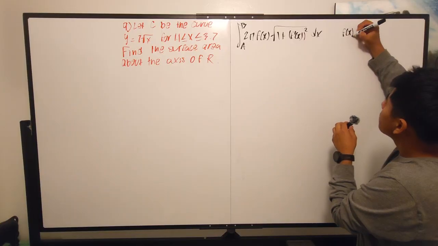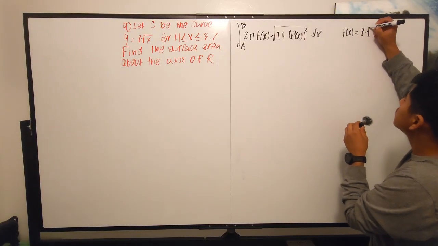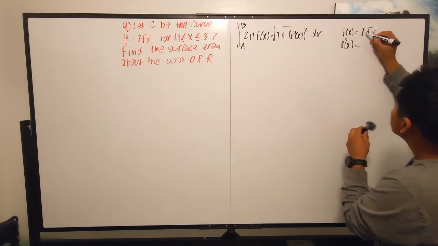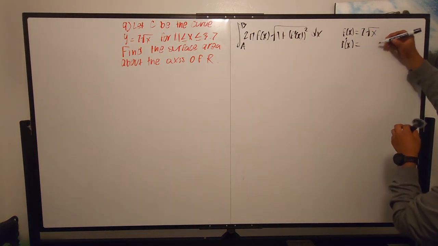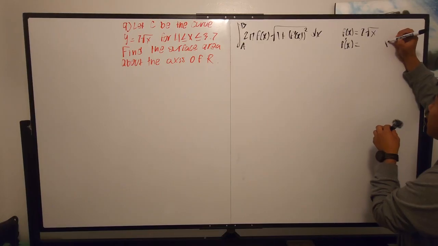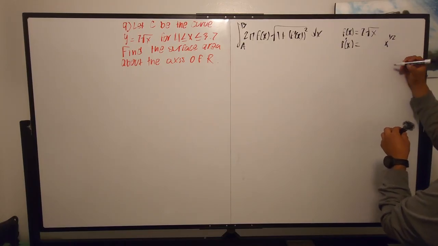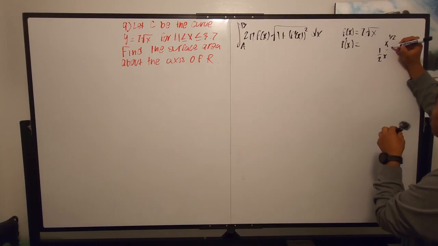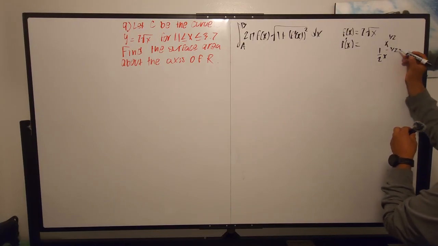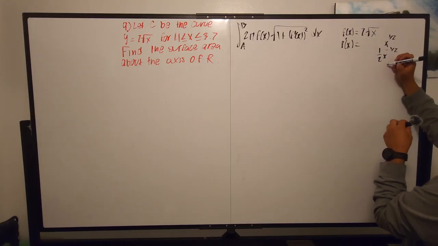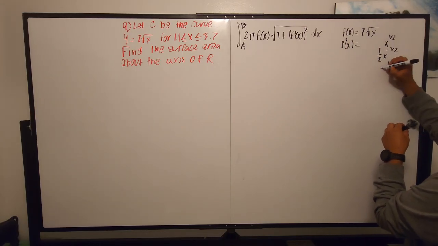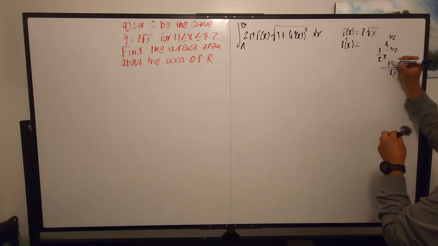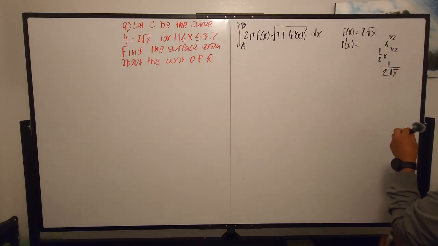So f of x is equal to 7 square root of x. F prime of x, we can ignore that 7 for right now, and we'll just deal with x. You can rewrite this as x to the 1/2, and then we'll just do power rule. So that's going to be 1/2 x to the negative 1/2, and negative 1/2 we can rewrite that as 1 over square root of x, and then we have this 1/2, so it's going to be 1 again, and then 2 at the bottom.